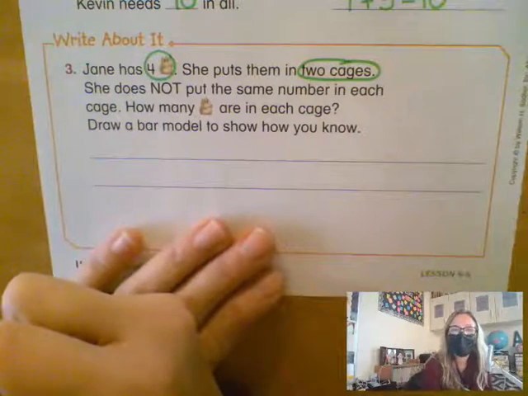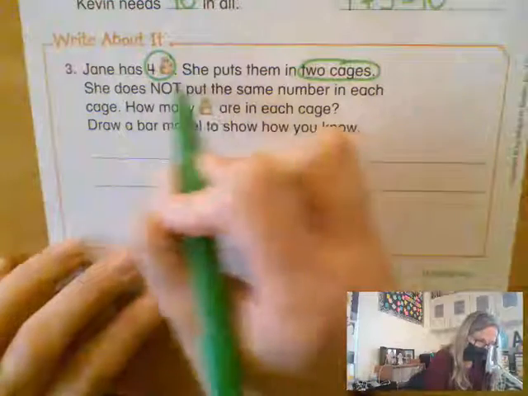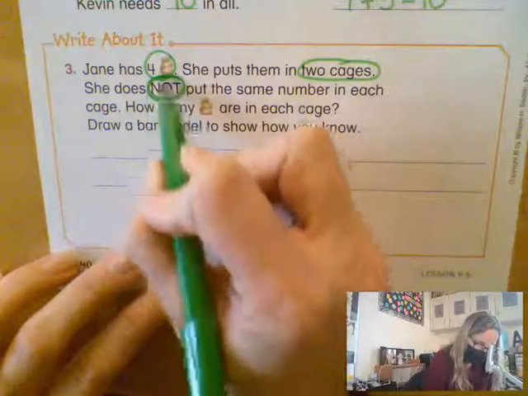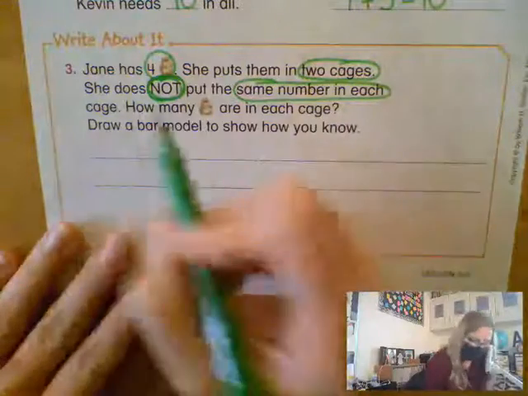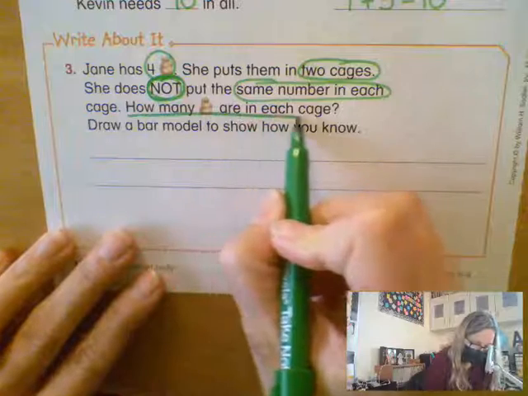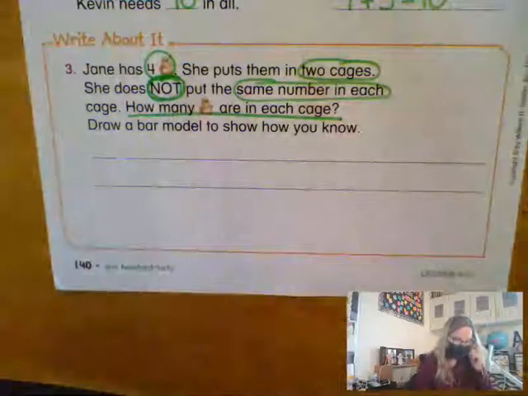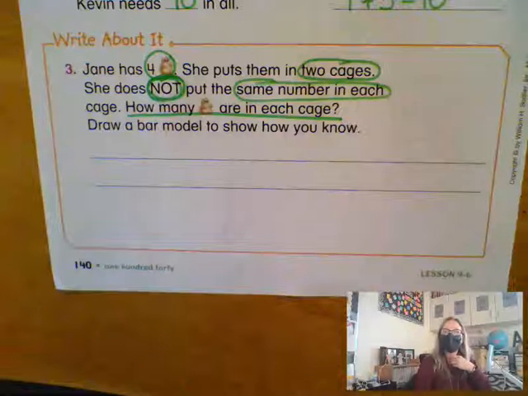She does not put the same number in each cage. Okay, not. That's important. Circle not same number in each cage. Okay, keep going. How many are in each cage? Draw a bar model to show how you know.